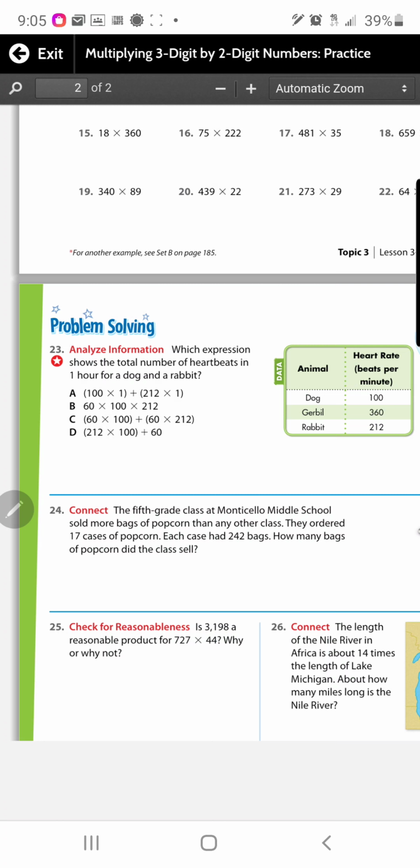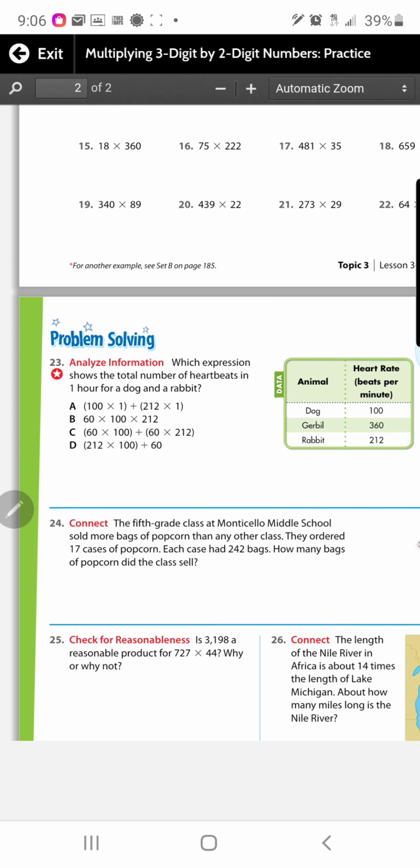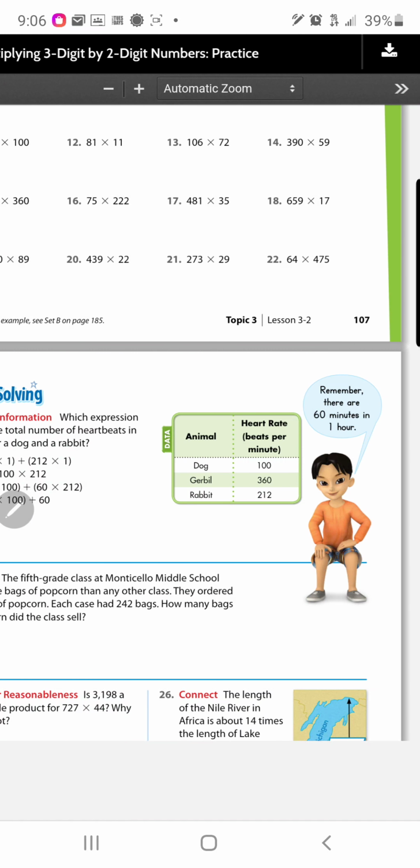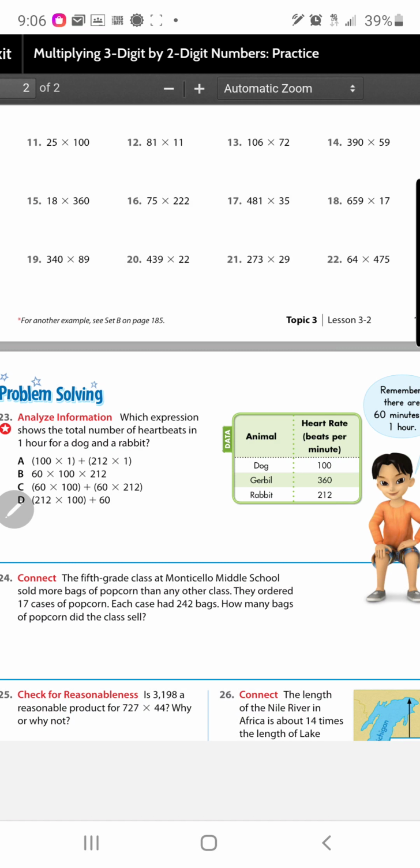So on this one, let's see how many rabbits do we have. Let's look at the table first before we do anything, right? It says, remember, there are 60 minutes in 1 hour. So the table is saying that the animal is on the left, and the right column says the heartbeat, the beats per minute. So the dog's heart rate is 100 beats per minute. The gerbil's heart rate is 360 beats per minute, and the rabbit's heartbeat is 212 beats per minute.